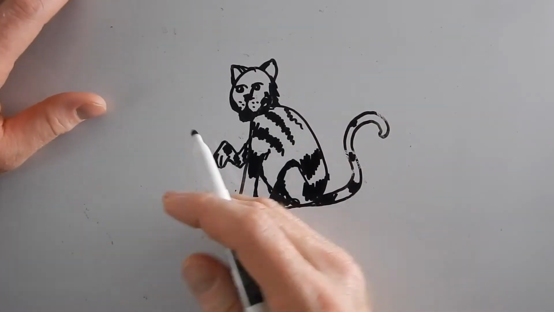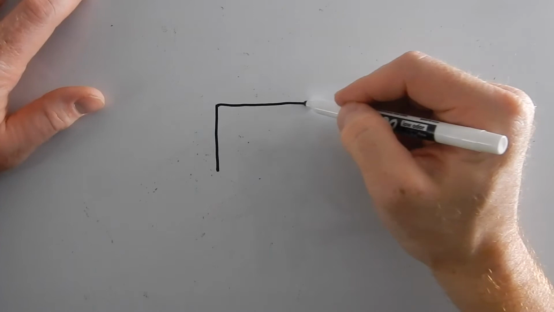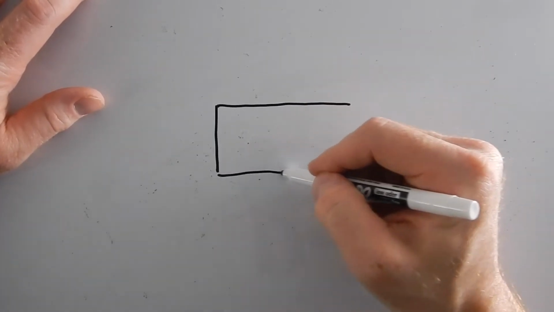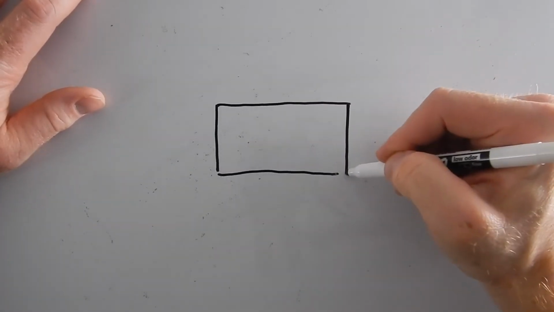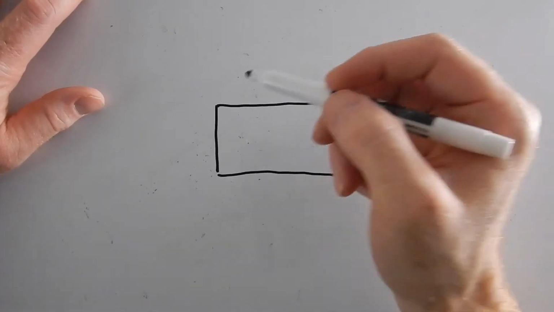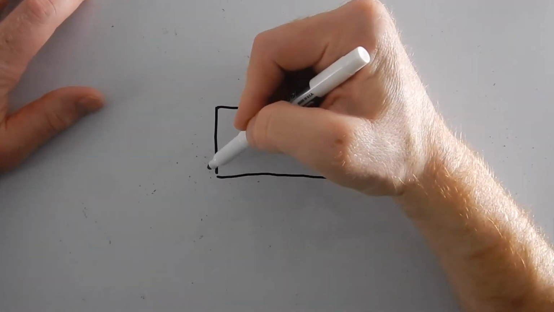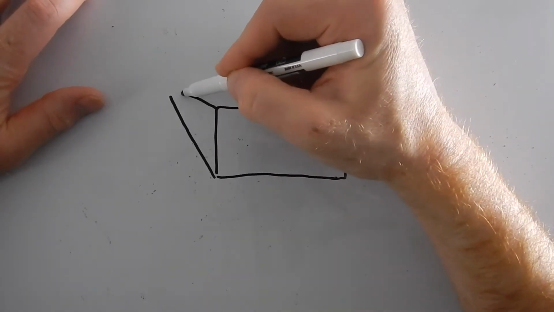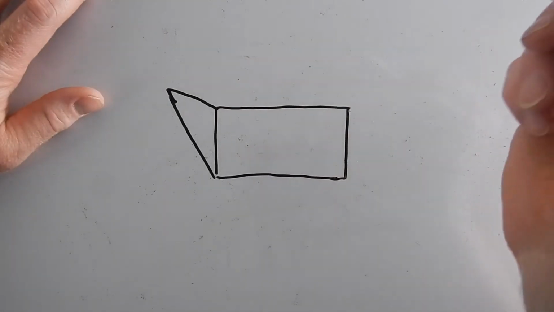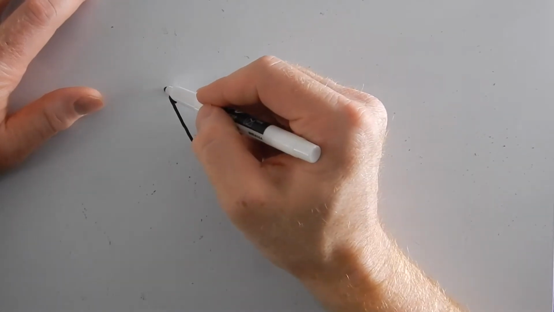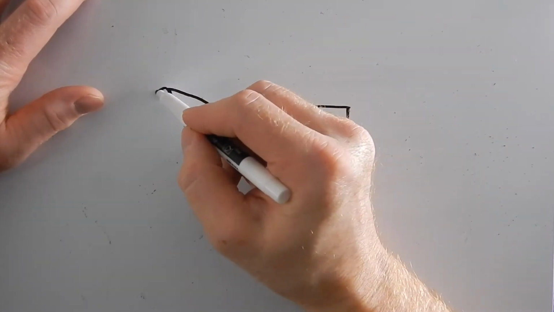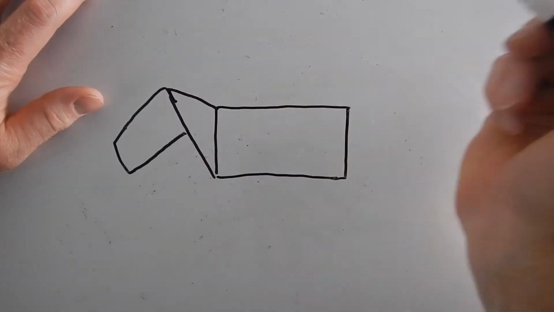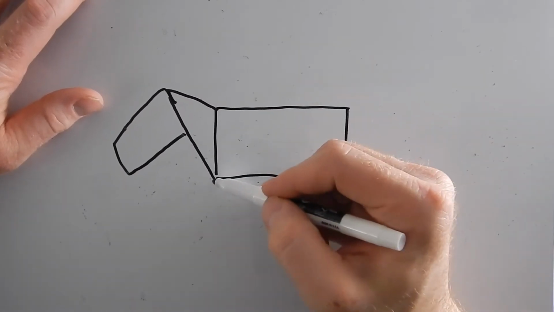Let's try another one. So a cow, I know, has that long body. I'm going to use a big rectangle for it. And I know the cow's got a neck, and that neck slopes up like this. So I'm going to give it a triangle for a neck. And its head comes back down. I'm going to use a rectangle for that.